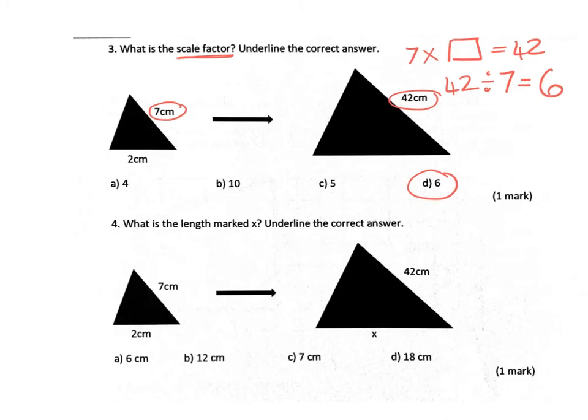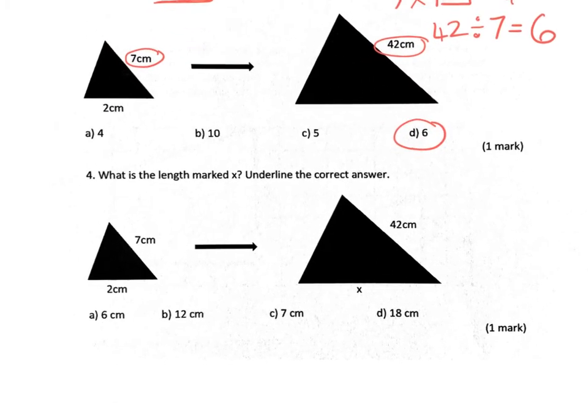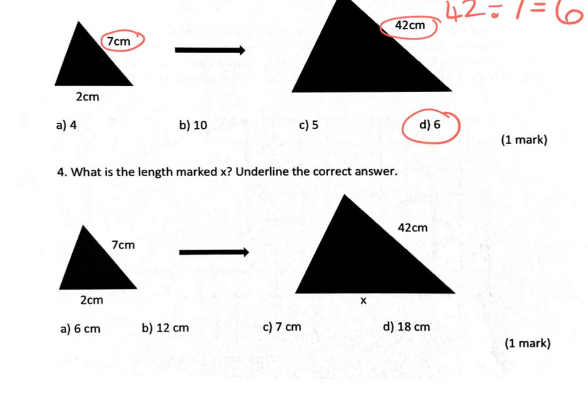Now that I have a scale factor, I can work the next one out. What's the length of the one marked x? So if I look at that one, I don't know yet, but I do know that I was timesing by 6. So 2 times 6. So it'll have to be 12. This is easy, hey?